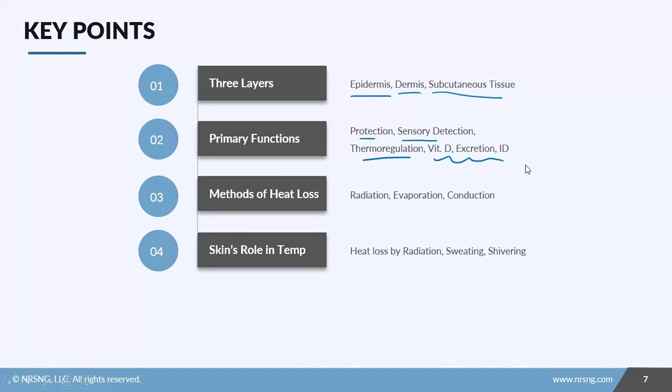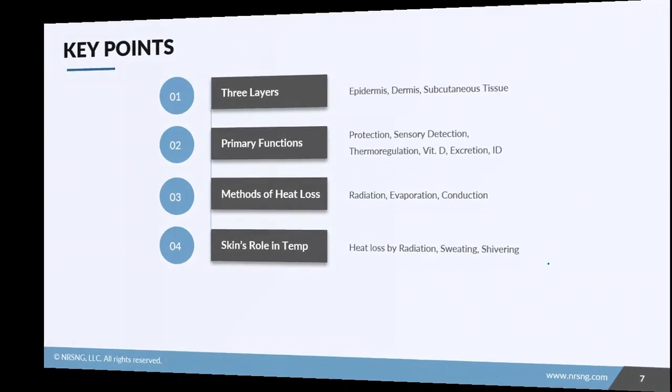Remember that there's 3 different ways we can lose heat or transfer heat. That's radiation, evaporation, and conduction. And the skin plays a huge role in that, especially through heat loss by radiation through the skin because of our vasodilating and constricting, sweating, and being a part of the shivering process.